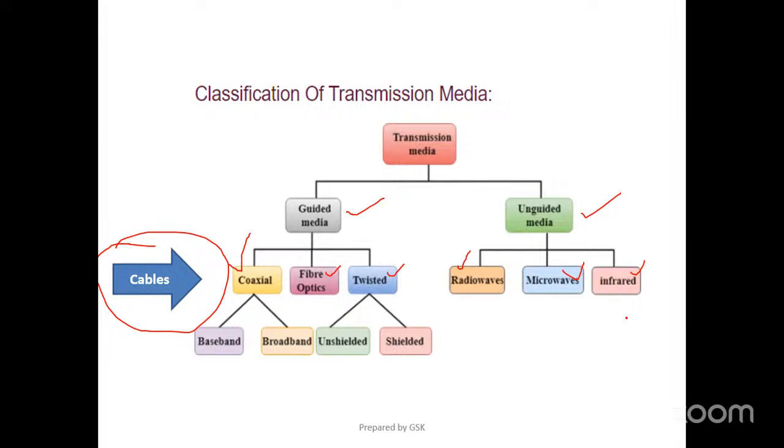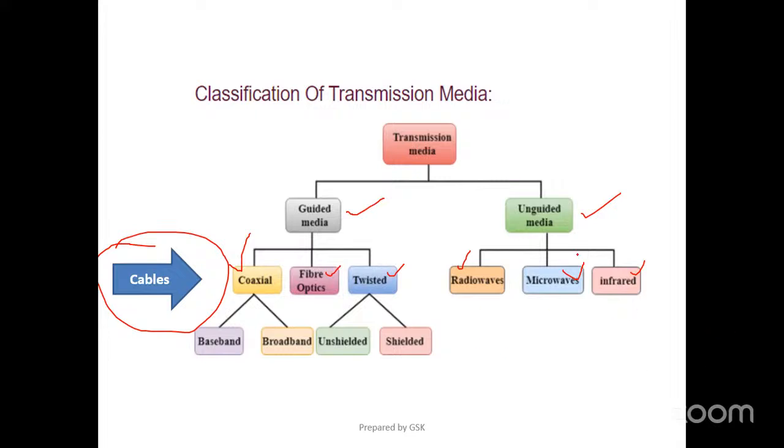And within twisted pair also, we have two categories. Those are unshielded and shielded. In the shielded, a separate shield is maintained as protection, with a silver color, what we observed in the image. Those are shielded. Unshielded means there is no particular shield maintained to reduce the external interference from one twisted pair to another twisted pair.